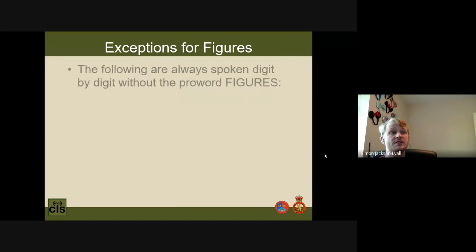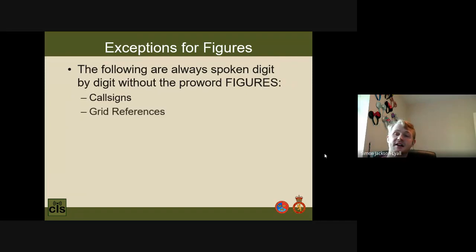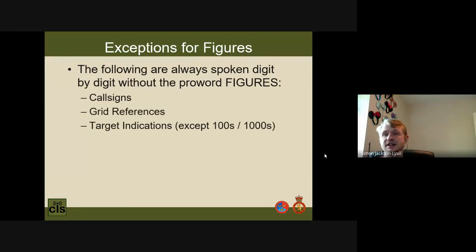Again, we've got exceptions for this. The following are always spoken digit by digit without the pro word figures, and it's the same thing. Call signs, grid references, target indications, except for hundreds and thousands. Authentication, formal messages, date time groups. That's all. So similar one. Again, the common ones you're already going to see are call signs, grid references, and formal messages with date time group.